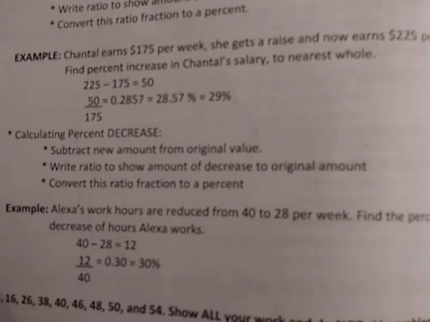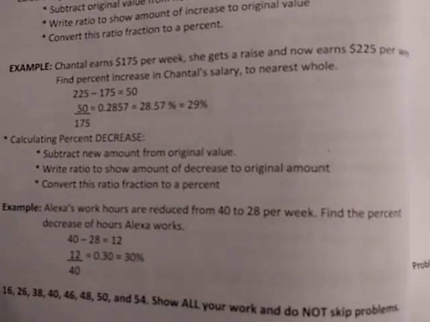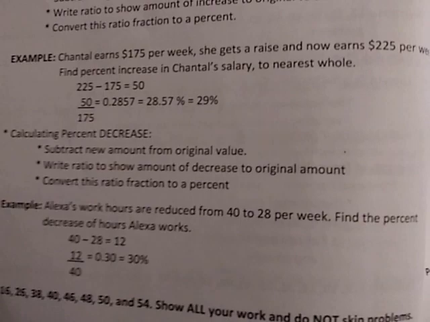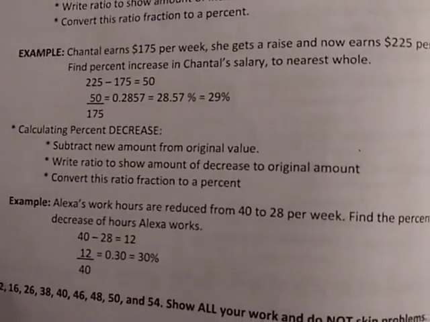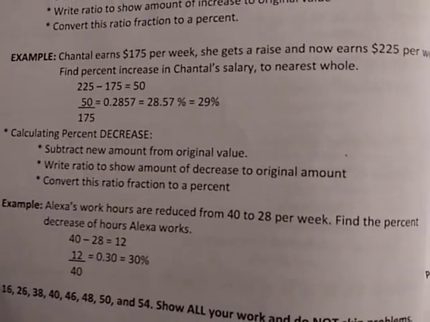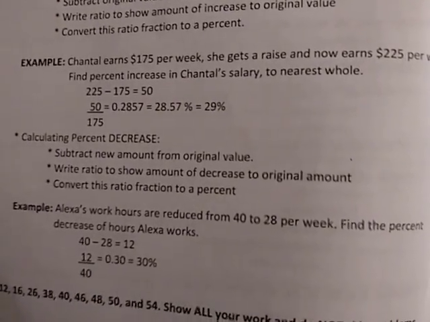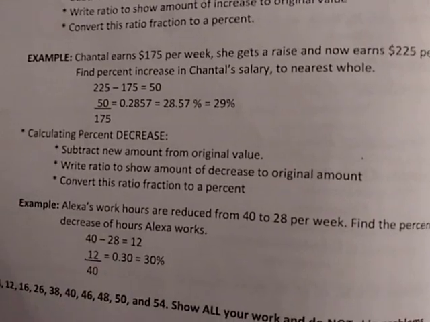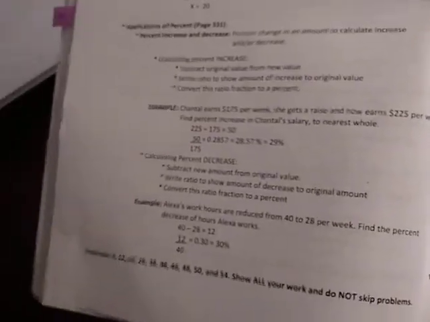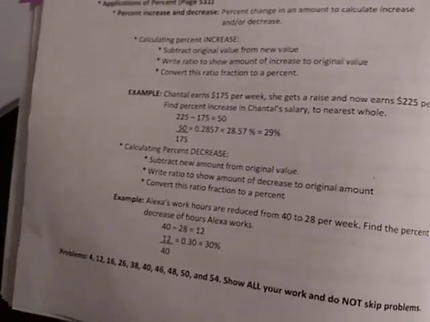So here we have an example that I have in my notes: Alexa's work hours were reduced from 40 hours to 28 hours a week, and it says find the percent decrease of hours Alexa works. So I want to show you guys that. So its original amount is 40 and the new amount is 28.